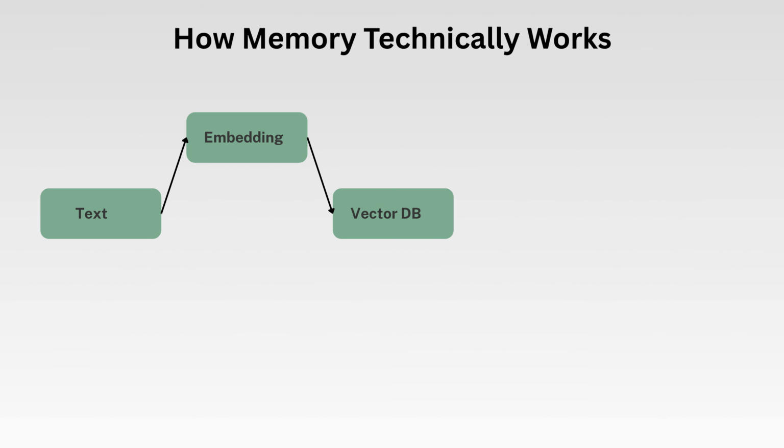Let's look at how long-term memory works technically. Step 1. Important information is converted into embeddings, numerical representations of meaning. Step 2. These embeddings are stored in a vector database. Step 3. When a new query arrives, it is also converted into an embedding. Step 4. The system performs similarity search to retrieve the most relevant past memories. Step 5. Those retrieved memories are injected back into the prompt context. The agent now reasons with both the current input and relevant historical knowledge.